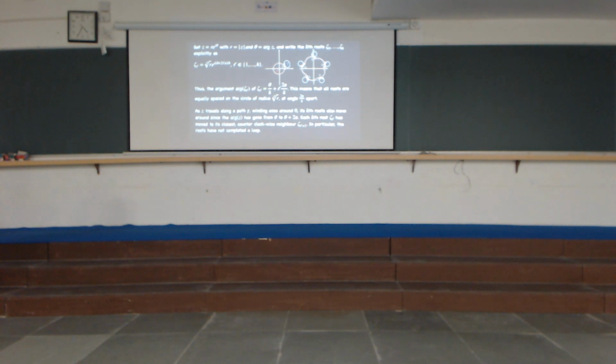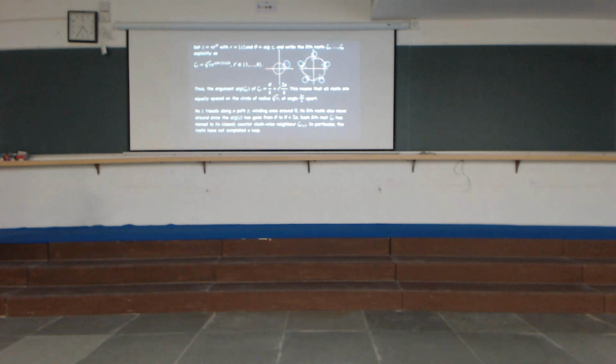Okay? Because you are not involving 0 at all. It's only when you move around 0 that you increase the argument by 2 pi. Otherwise you are doing nothing. Therefore, irrespective of what is happening in between, you always come back to the same set of roots.